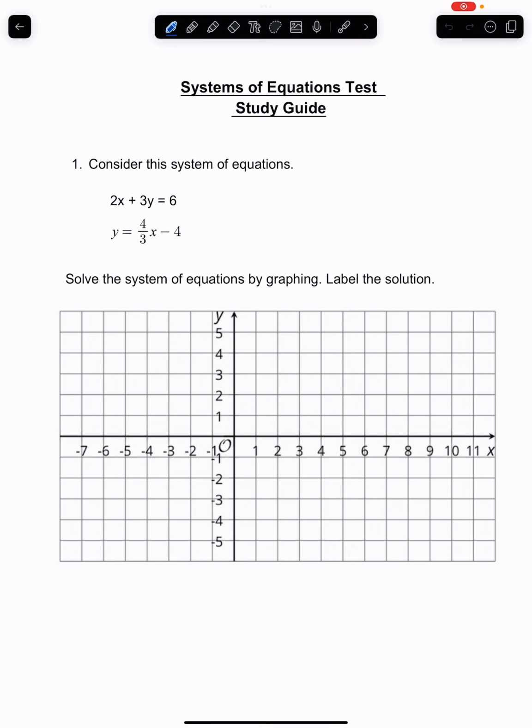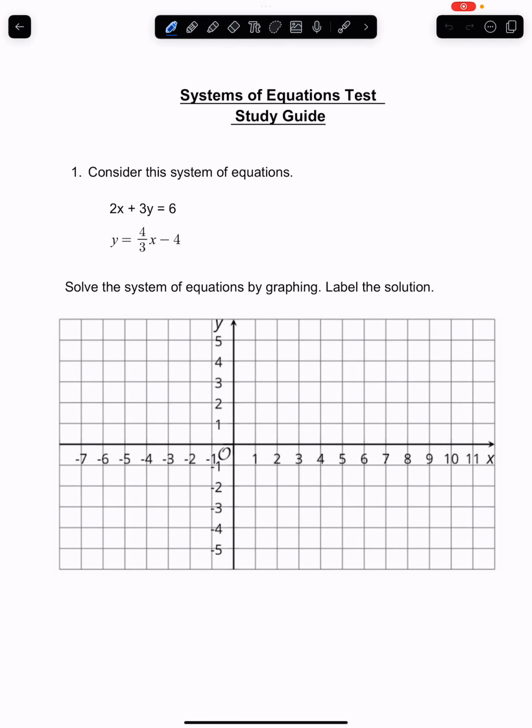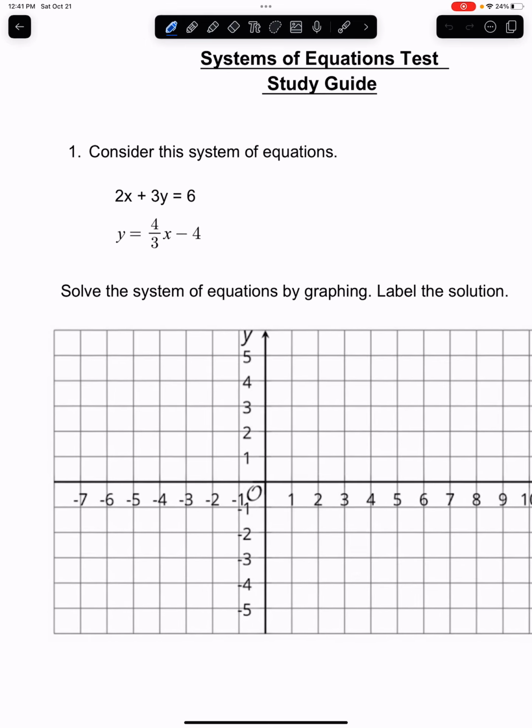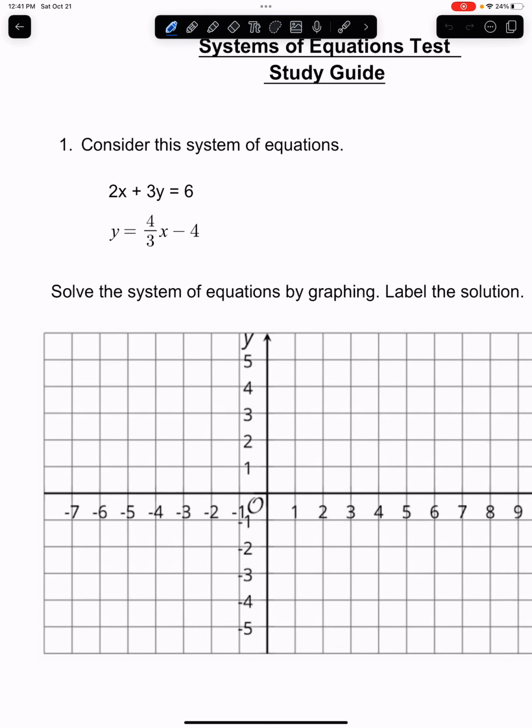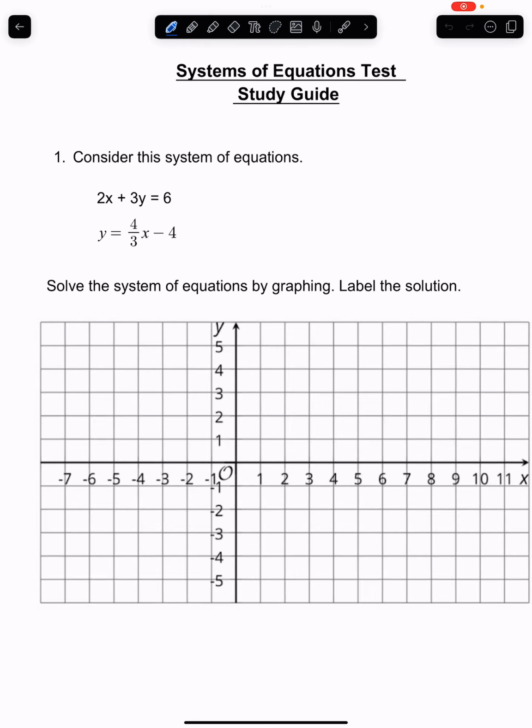First question, consider this system of equations. We got 2x plus 3y equals 6. I guess you call that standard form. And we got y equals 4/3 x minus 4. This is in slope-intercept form.